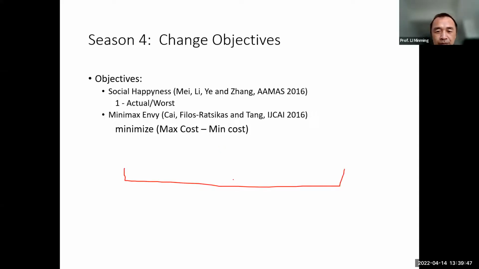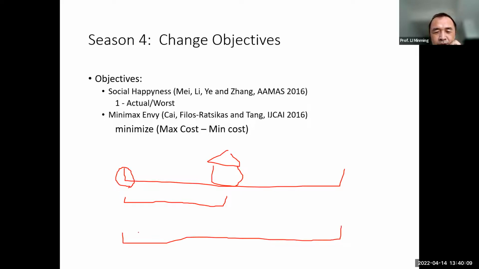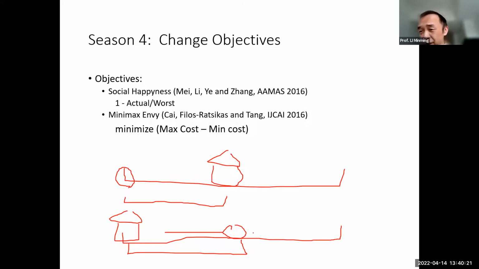Let me draw a figure. Suppose you live on a street, and suppose you live in the center. And then I'm going to build a supermarket. If I build a supermarket here, what's the cost? The cost is half the distance. Maybe it's okay. Let's consider another scenario. Now the house is here. Suppose I build the facility in the center. Your cost is also half. Do you think these two halves mean the same thing for the two agents?